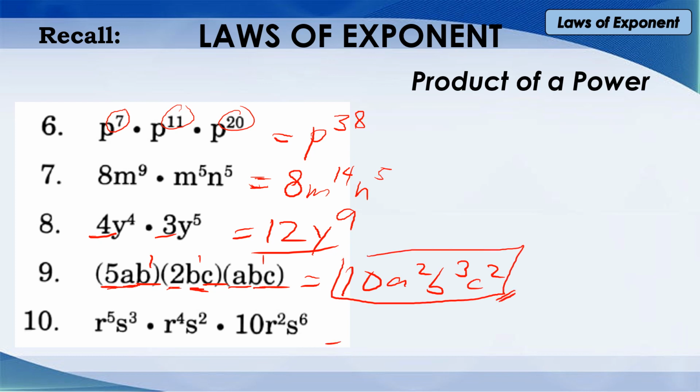Next, we have number 10. R raised to 5 times S raised to 3 times R raised to 4 S raised to 2, then R squared S raised to 6. Then copy the 10. Then we have 5 plus 4 plus 2, that is 11, R raised to 11. And then 3 plus 2 plus 6, that is how many?